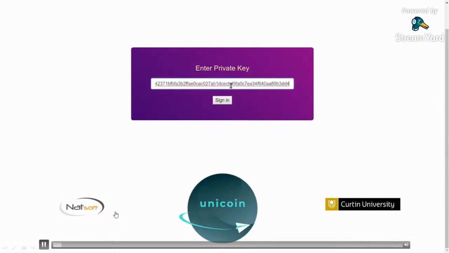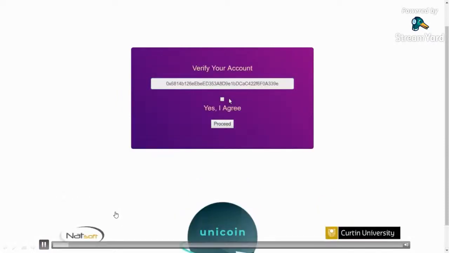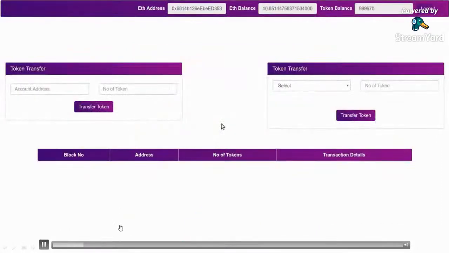They can log into this particular system, and you can see this application is built on top of Ethereum. You can see the Ethereum address, or the public key wallet address, of that particular ID, and then the ether balance of that ID, and the token balance, the Unicoin token balance.